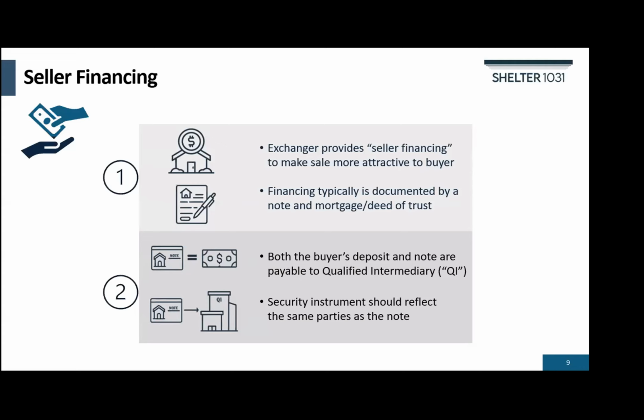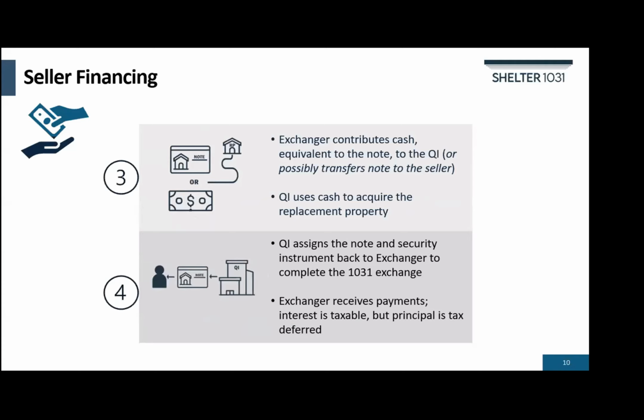The second step is to ensure that the buyer's deposit is payable to the QI and make the QI a party to the loan documents. The third step for the exchanger is to contribute cash equivalent to the loan amount to the QI account, which the QI uses to acquire the replacement property. Theoretically, you could also use the note itself as a full or partial consideration for the replacement purchase, but practically speaking, it's not likely your seller would accept your buyer's note in lieu of cash.